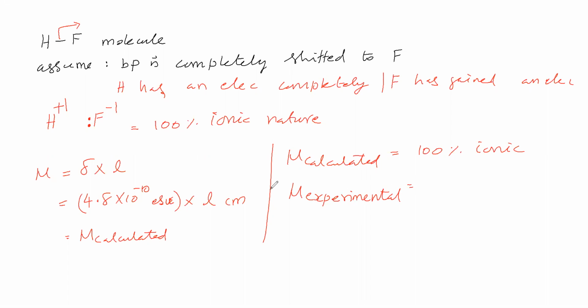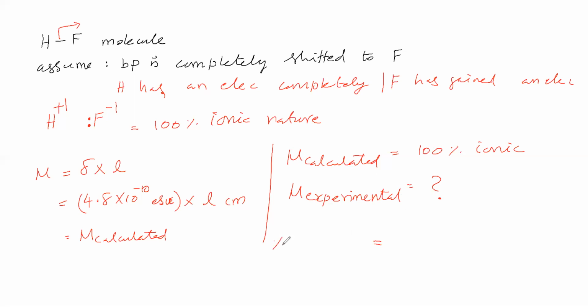The calculated value is where we assumed that hydrogen has exactly plus one, and we proceeded like that. So the calculated one was done by assumption, while the actual value is the experimental dipole moment. The calculated dipole moment corresponds to 100% ionic nature, so the experimental dipole moment tells us the percentage of ionic nature.